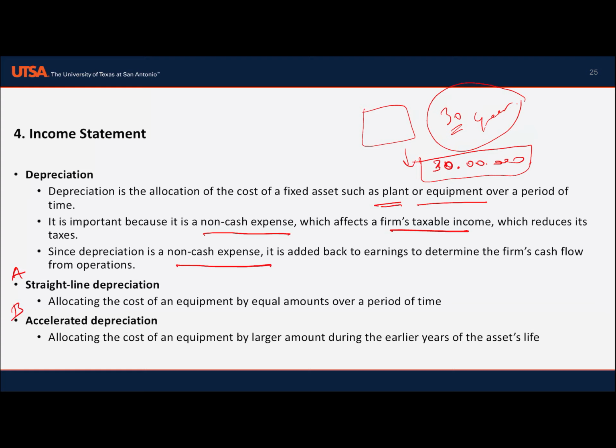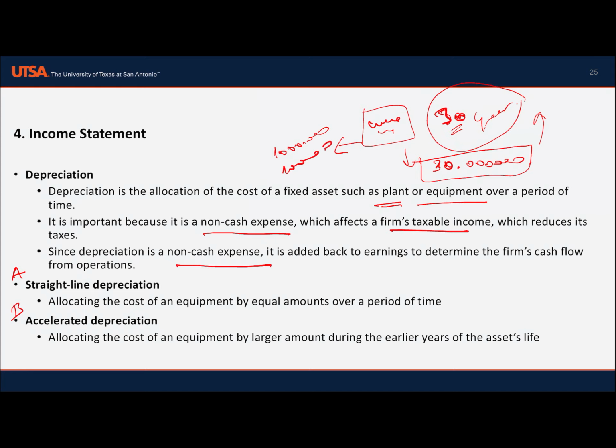What does it mean? Straight line depreciation is allocating the cost of equipment by equal amounts over a period of time. Same example: 30 million cost for the warehouse and a 30-year lifespan. So every year it is depreciated 1 million, and we need to allocate this depreciation year by year, giving 1 million.